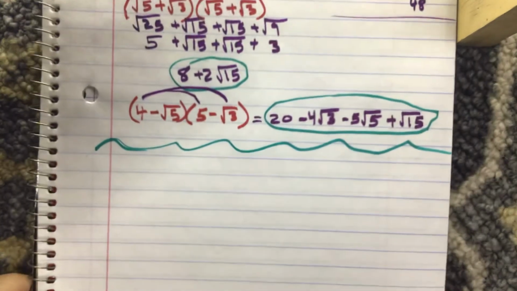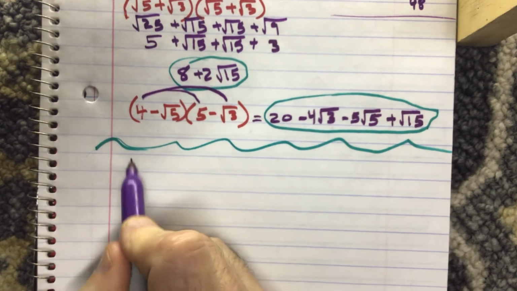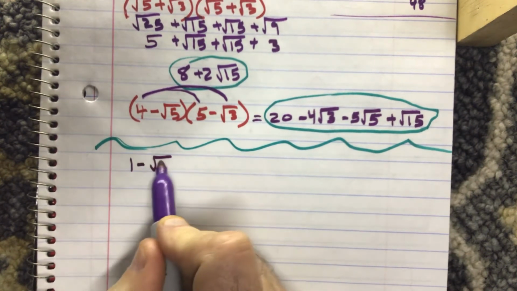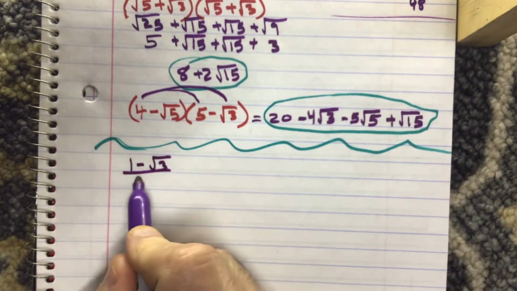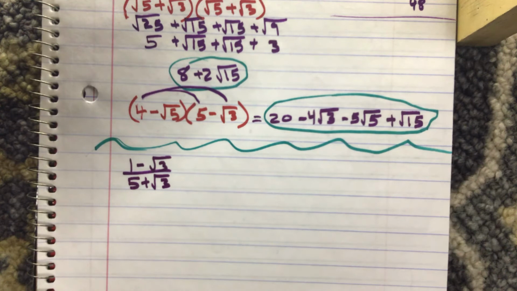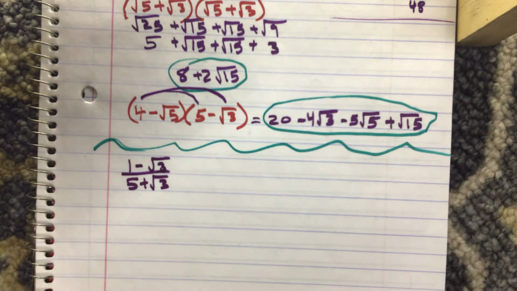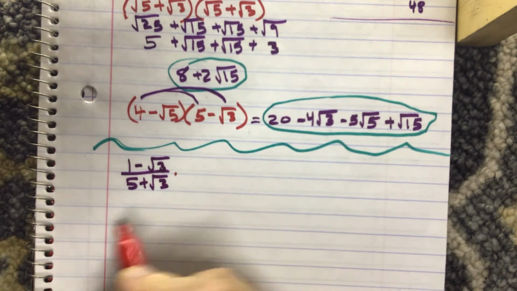It's rationalizing the denominator that we've already talked about, but this is a little bit different. This is with binomial terms. So if you had 1 minus radical 3 over 5 plus radical 3. So this is just an algebraic expression, and you wanted to rationalize the denominator. In other words, you don't want to have a radical in the denominator. There's a way to get rid of it. You could multiply by something called the conjugate.